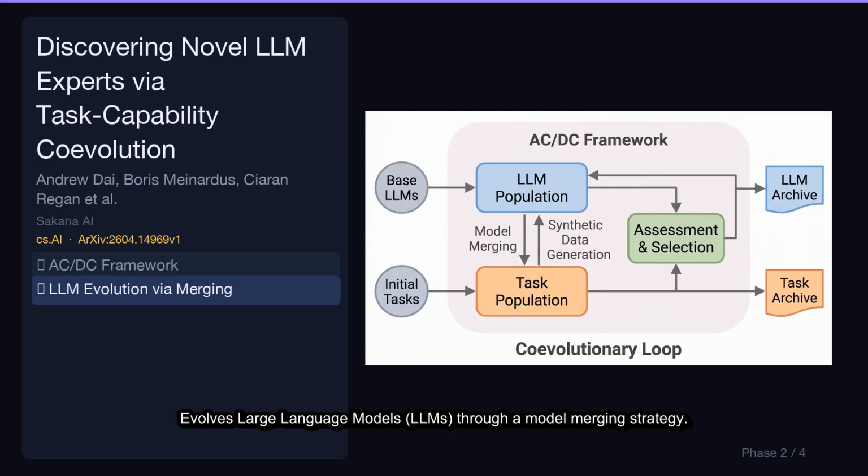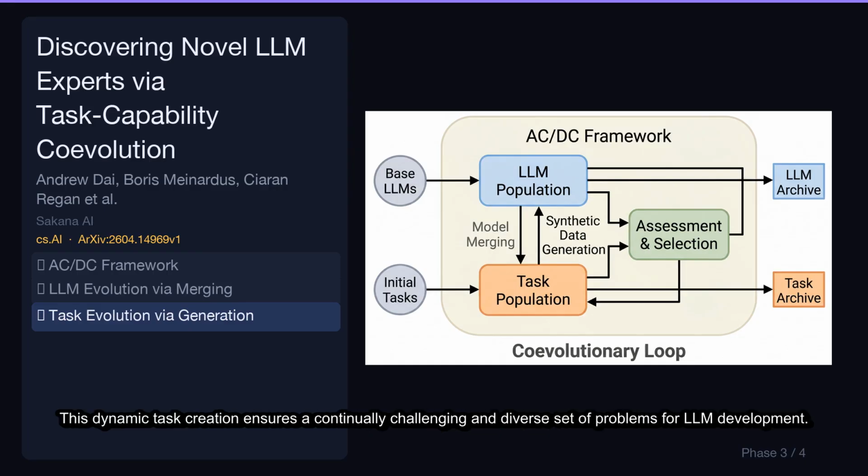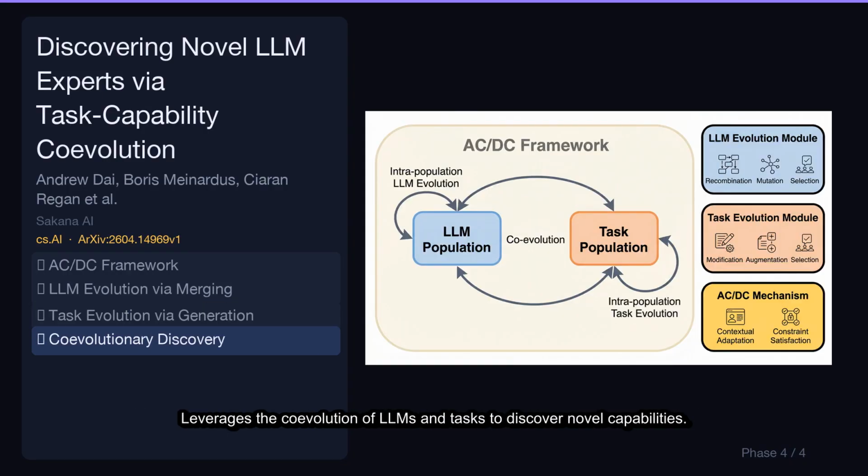Evolves large language models, LLMs, through a model merging strategy. This allows for the creation of new, potentially more capable models by combining existing ones. Evolves natural language tasks by generating synthetic data. This dynamic task creation ensures a continually challenging and diverse set of problems for LLM development. Leverages the coevolution of LLMs and tasks to discover novel capabilities. This process drives the creation of LLMs with broader expertise without explicit benchmark optimization.